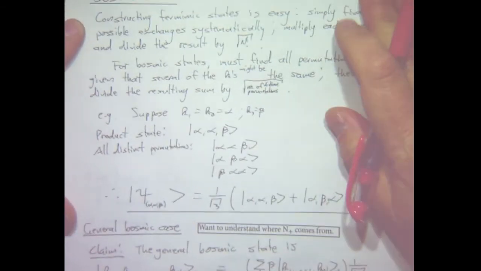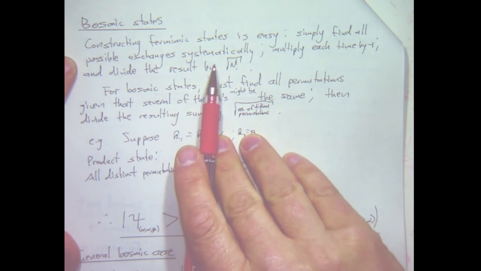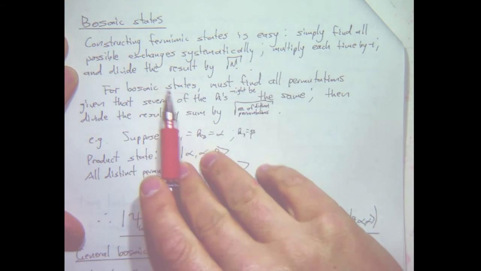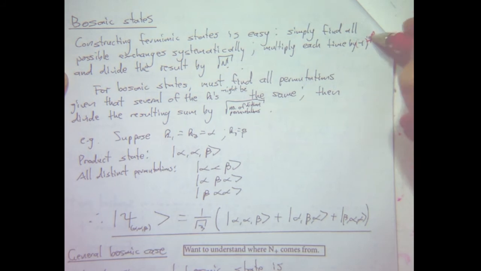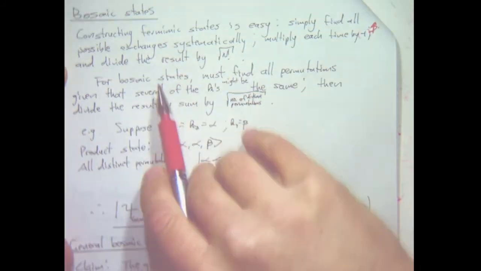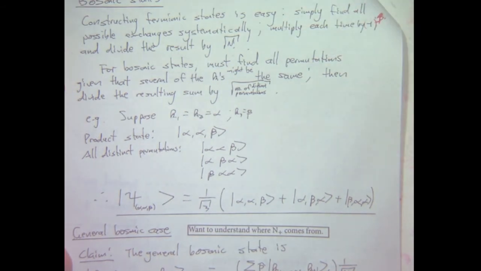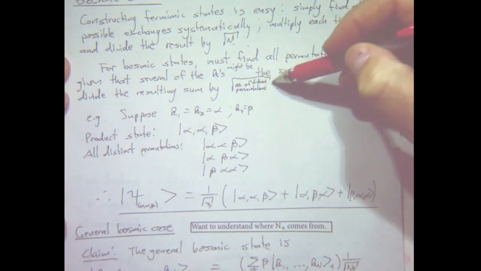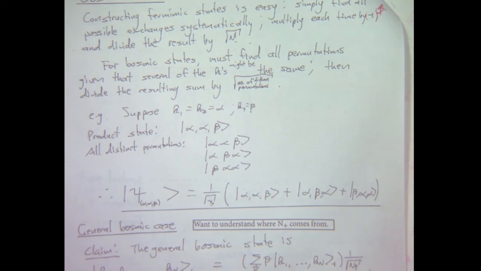So, constructing fermionic states is easy. You simply find all the possible exchanges systematically, multiply each term by minus one to the p, every exchange you multiply by minus one, and divide the result by square root of n factorial. For bosonic states, you have to find all the permutations given that several of the k's might be the same. Then divide the resulting sum by the square root of the number of distinct permutations. That's basically it.